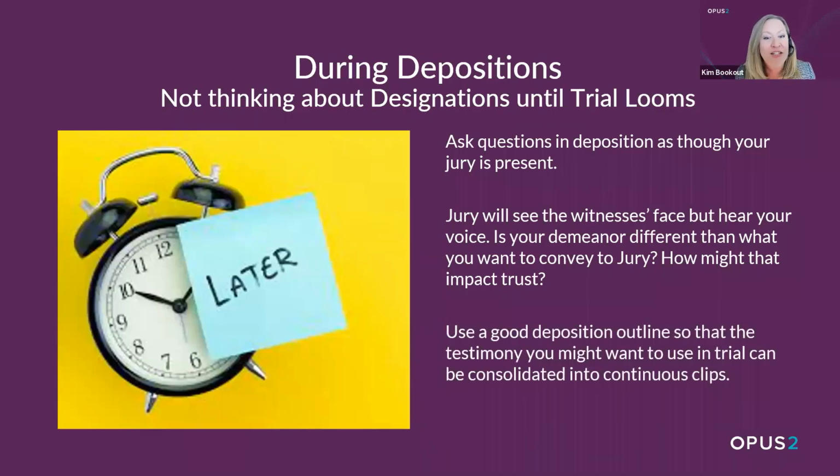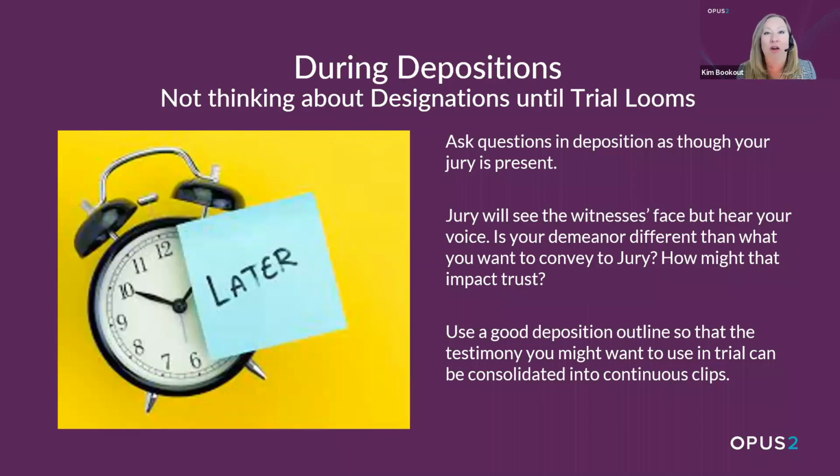And then use a good deposition. I mean, lawyers are really good at doing this. Use a good deposition outline so that the testimony you might want to use in trial can be consolidated into continuous clips. Now, all of the lawyers I've worked with have done a really great job of this, but sometimes I have been in situations where I have to prepare what I call Franken clips because they're coming from all over the place, right?